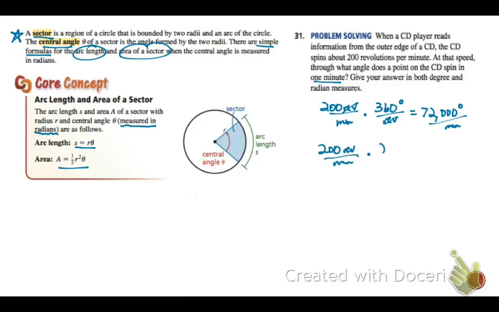Now in radians, if you remember from the first video, one full revolution in radians is 2 pi. It's related to the circumference of a circle. So notice our revolutions will divide out again. Then 200 times 2 pi will be 400 pi radians that the CD will spin through in a minute.